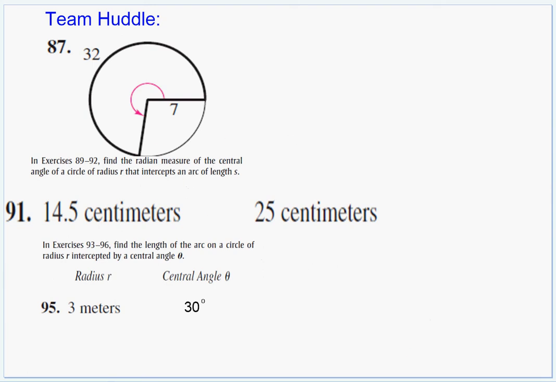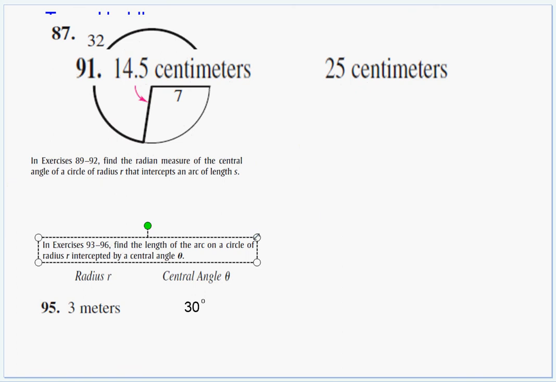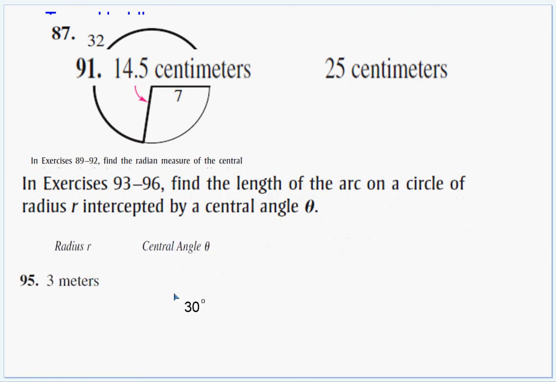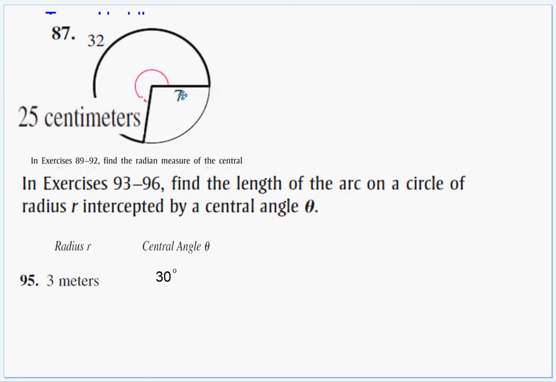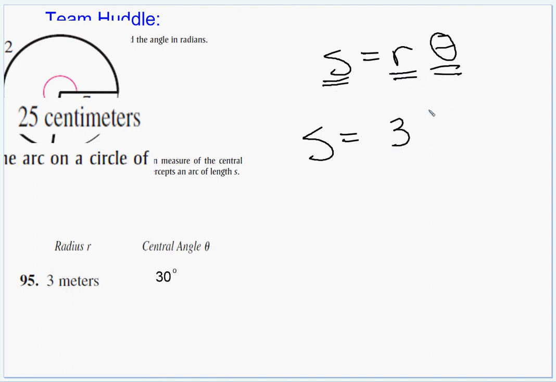Now the last one, we're going to use the formula to find the arc length, and they gave us the angle. Let's see if you fell into the trap. So S equals R times theta is our formula. This time we're looking for S, that's our unknown. Our radius is 3 meters, and angle theta is going to go in this set of parentheses. If you put in the 30, you've got the problem wrong. Remember, this angle must be in rads.